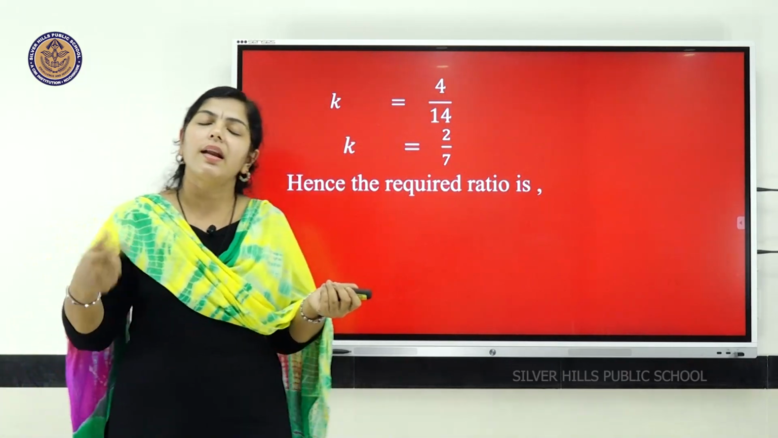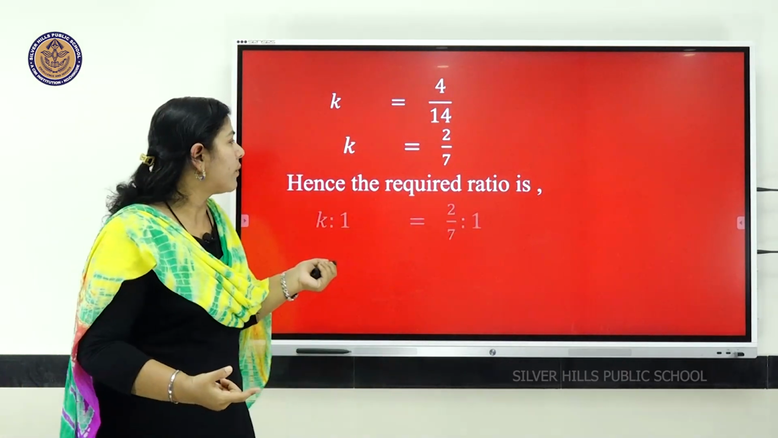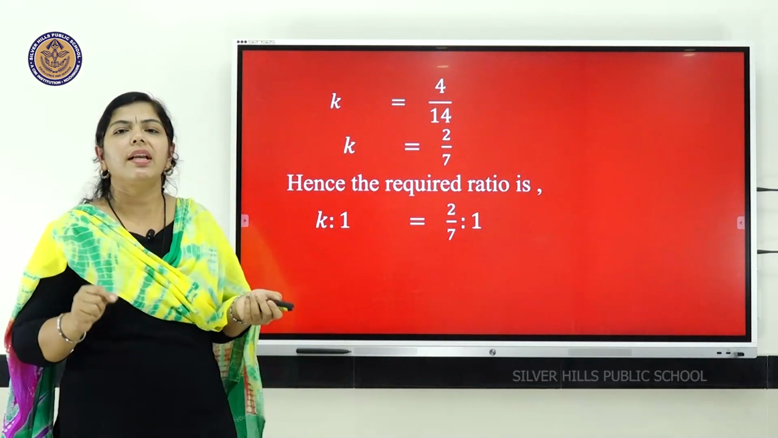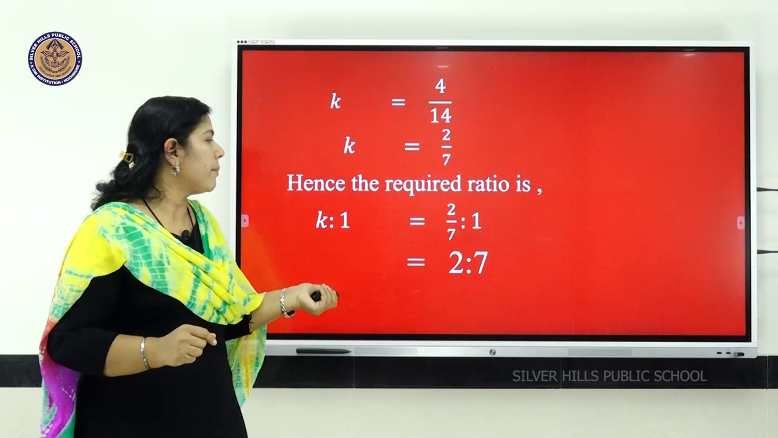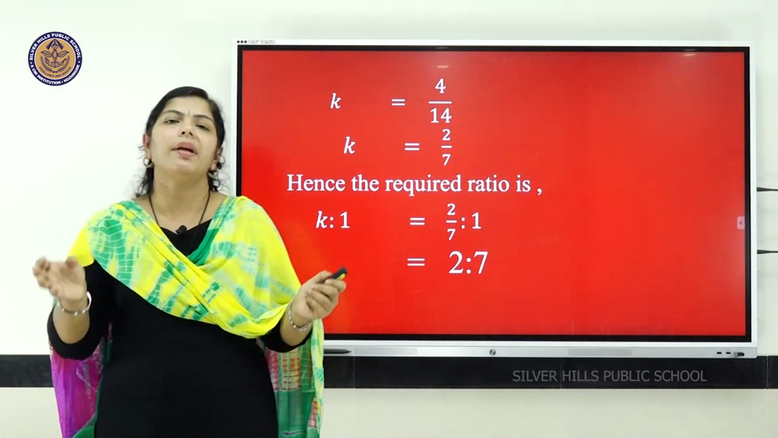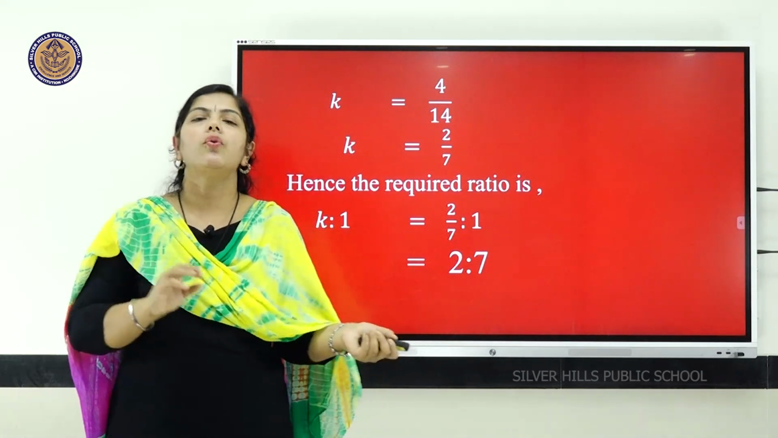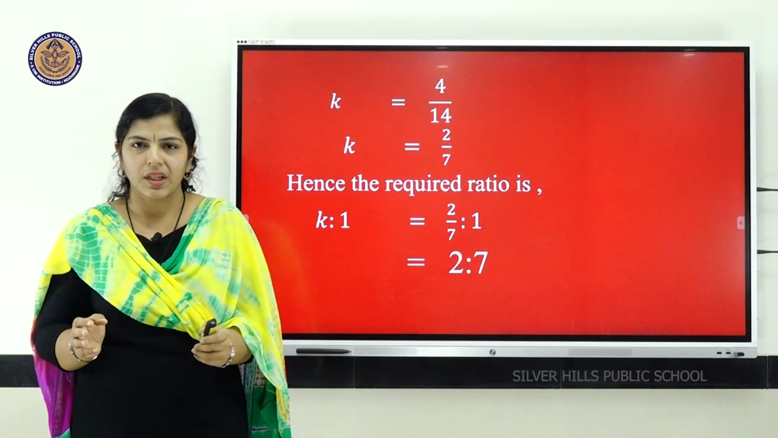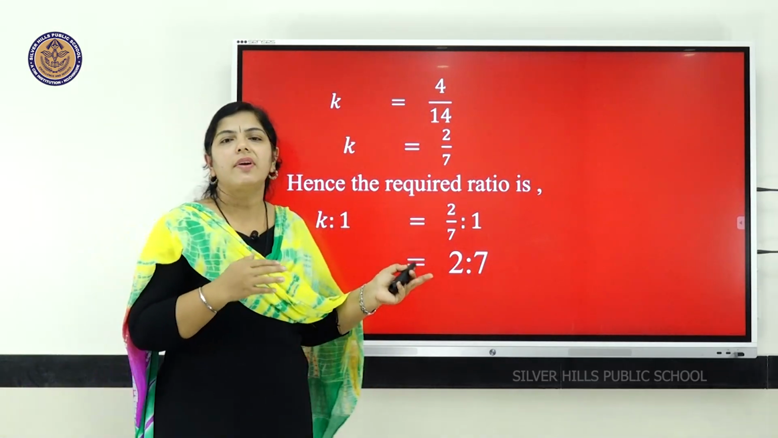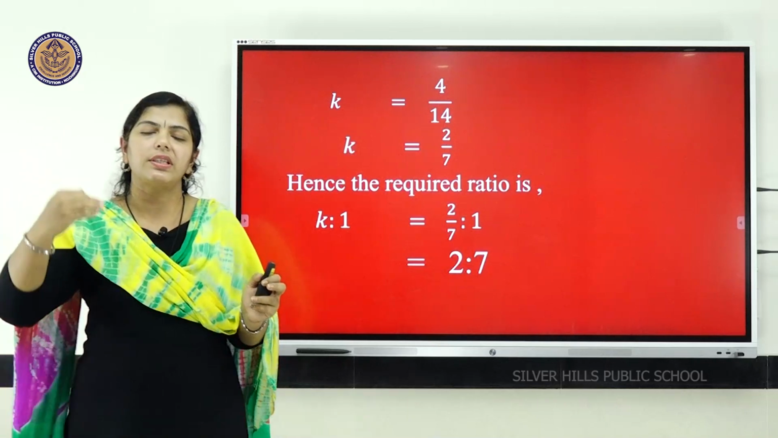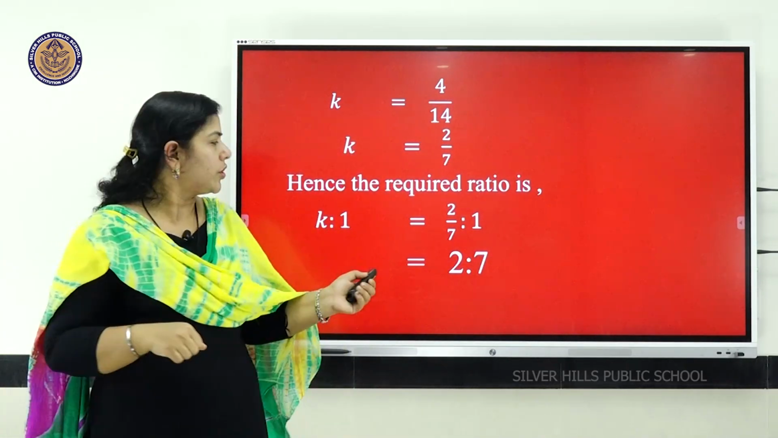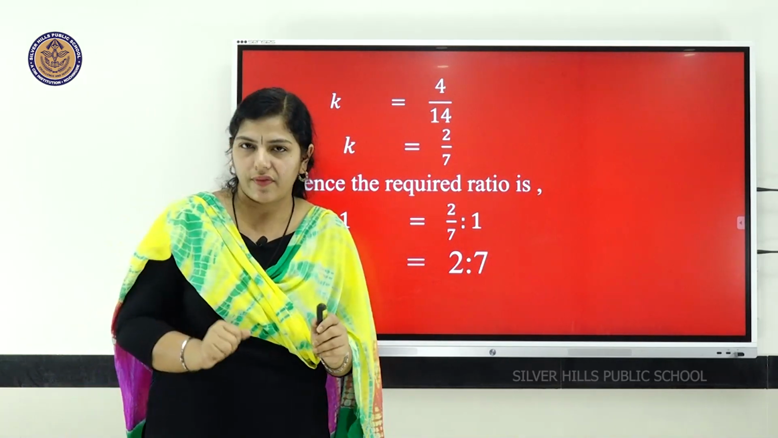So, what is the required ratio? The required ratio is k is to 1, that is 2 by 7 is to 1, which is the same as 2 is to 7. So, the given line segment is divided in the ratio 2 is to 7. That is, we started with the section formula itself, but already we are given the points of division. So, we just equate the coordinates and found the ratio, and the ratio we got is 2 is to 7.